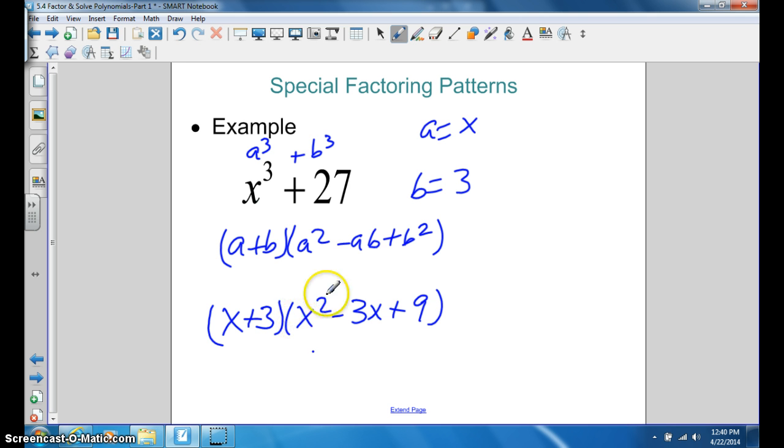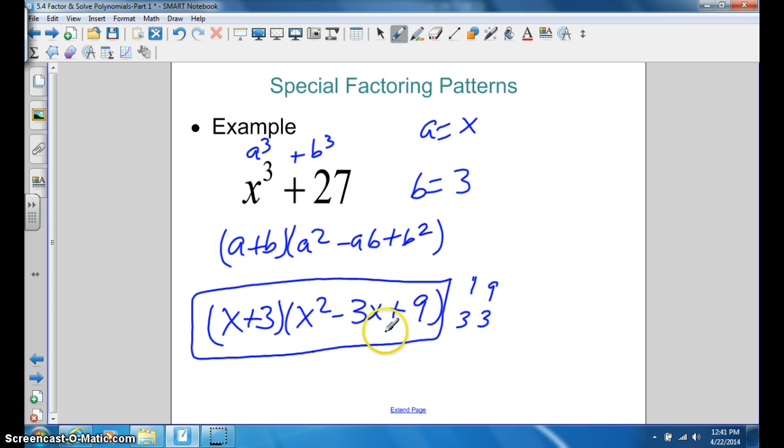Now we need to ask ourselves, does this trinomial factor? So we need factors of 9, two numbers that are going to multiply to 9 and add up to negative 3. Well, factors of 9 are 1 and 9 and 3 and 3. Can 1 and 9 get us negative 3? No. Can 3 and 3 get us negative 3? No. So that does not factor anymore, so we are finished.